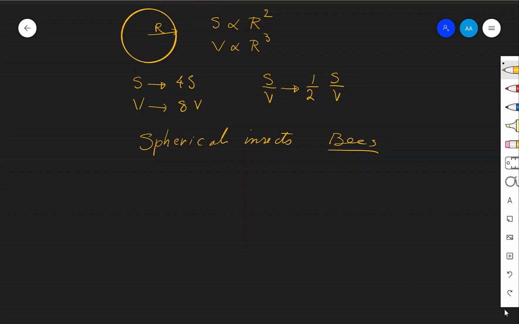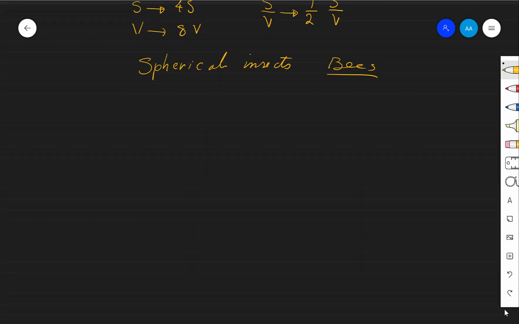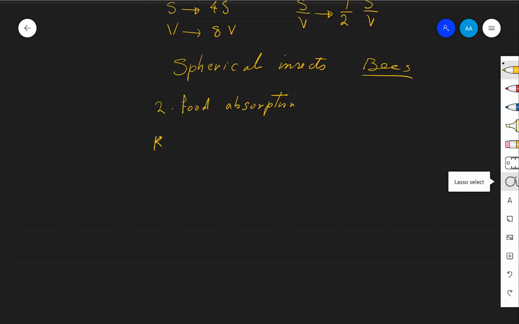The second example, but with the same physics, is food absorption. Suppose creatures absorb food through their skins. If these creatures are alpha times larger, their body surface scales by alpha squared, and their volume scales by alpha to the power 3. As a result, when these creatures grow, their surface to body ratio decreases by the factor 1 over alpha. That means the larger the creature, the smaller the nutrients that each cell can absorb.